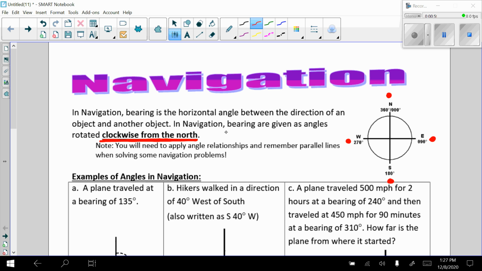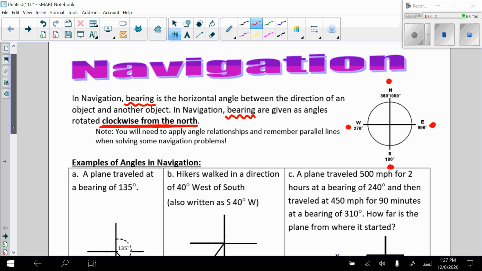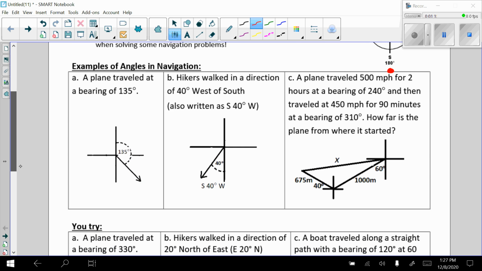In navigation, you're going to see the word bearing. And bearing is the horizontal angle, or the direction between one object and another object. Okay, so let's go ahead and take a look at this.